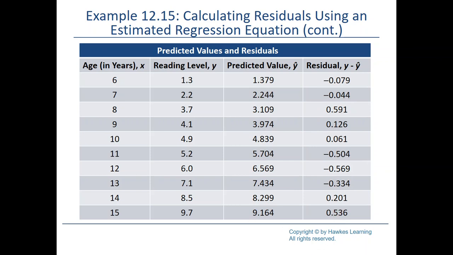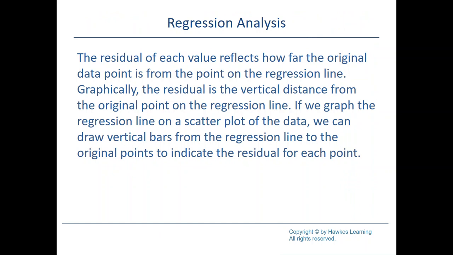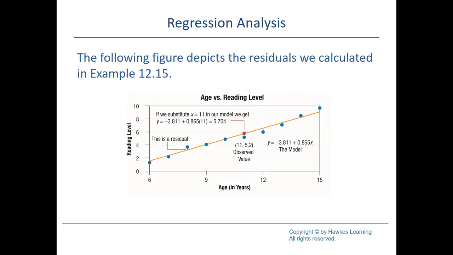Okay. Now the residual of each value reflects basically how far the original data point is from the point on the regression line. Graphically, what we call the residual is like a vertical distance, meaning how far away it is, above or below, from that regression line. So if we graph the regression line on a scatter plot of the data, we can draw vertical bars and find the distance between each one of those points. It would look something like this.